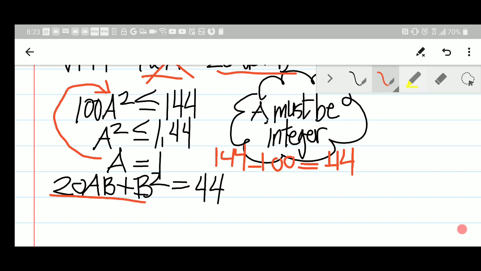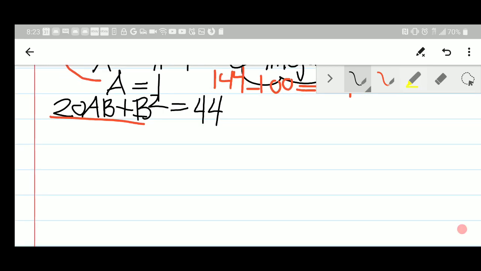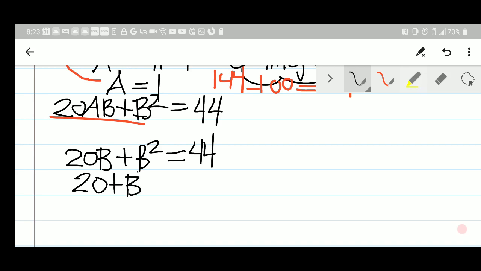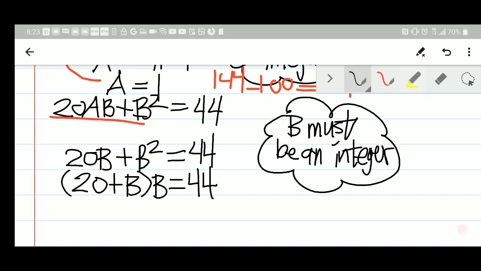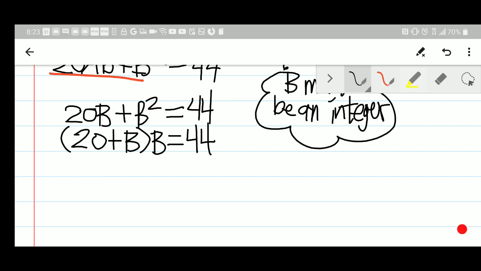Alright, so this little part we have left, let's figure out what B can be. We're going to do a similar process. So we plug in 1 for A. So it's 20B plus B squared equals 44. Algebra, do your algebra. Take out the B. That's 44. Okay. So just like for the A, B must be an integer. That's a whole number. So now this has to be less than or equal to 44.